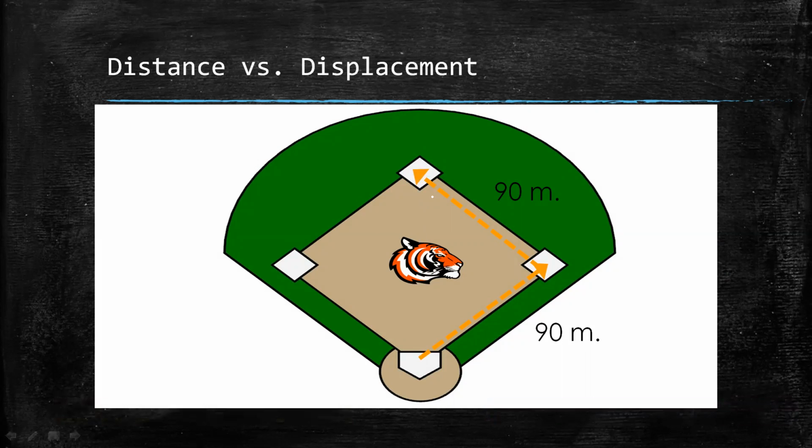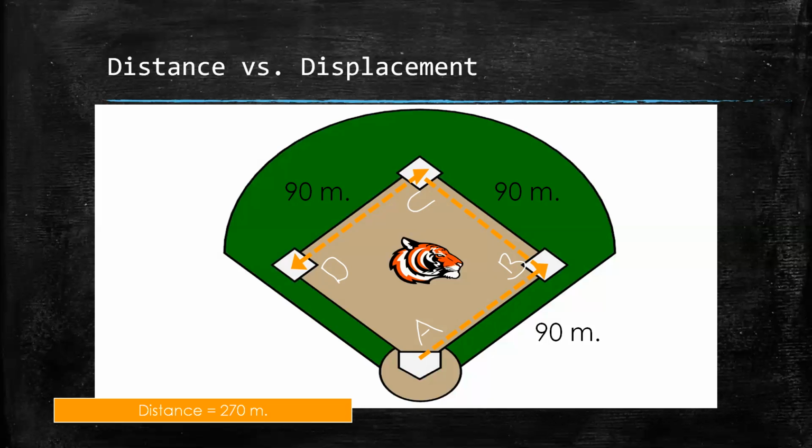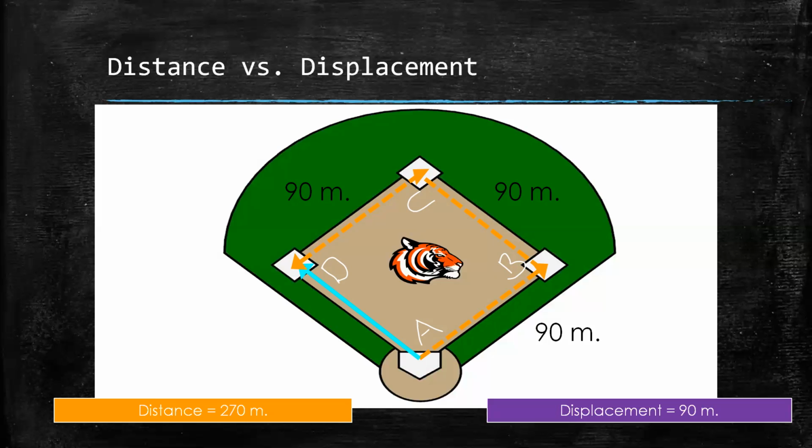Let us look into another scenario where he started moving from A, then went to B, reaches C, but he did not stop there. He went again and reaches point D. So in this case, distance will be how much? Total length of the path covered, that is 90 plus 90 plus 90, which is 270. Whereas displacement is going to be the shortest distance between A and D. It is going to be just 90 meters.